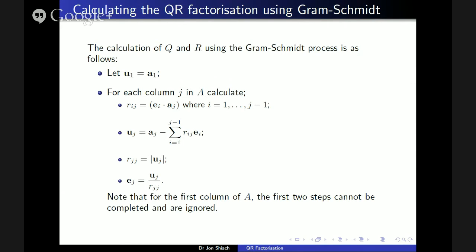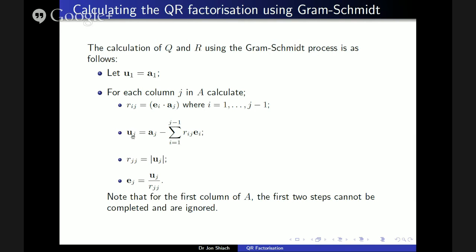Okay, so let's say we're given a matrix A. We want to calculate Q and R. How do we do that? Well, to start, we let U1 equal the first column in A. And for each column j, we calculate our Rij, which are the elements in the upper triangular matrix R, which is just a dot product. We then calculate our U vector. This U vector will be orthogonal to every other U vector. And we do that by taking the jth column of A minus that summation. This is your Gram-Schmidt bit.